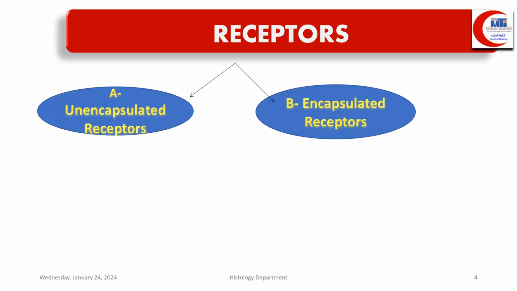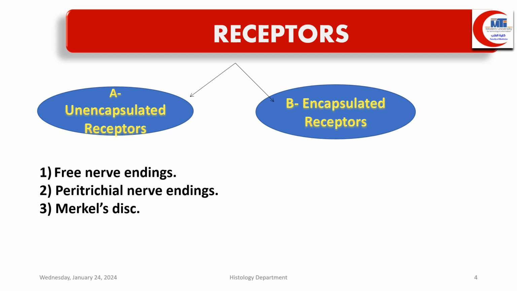Receptors are subdivided into two types. The first type is called unencapsulated receptor, and the second type is called encapsulated receptor. Unencapsulated means that this receptor is not covered by a capsule. So letter B, which is called encapsulated receptor, is covered by a connective tissue capsule.